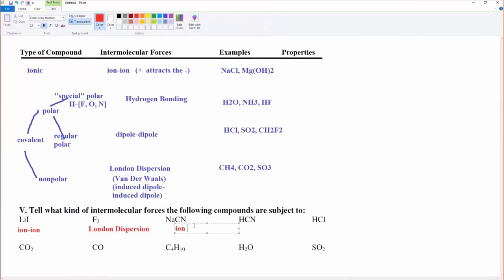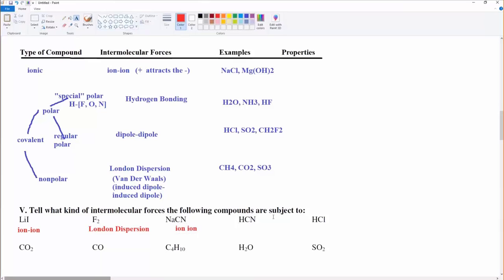Good. Ion-ion. Sodium is an ion. CN is a polyatomic ion. So that's an ionic type compound. Good. What about HCN?